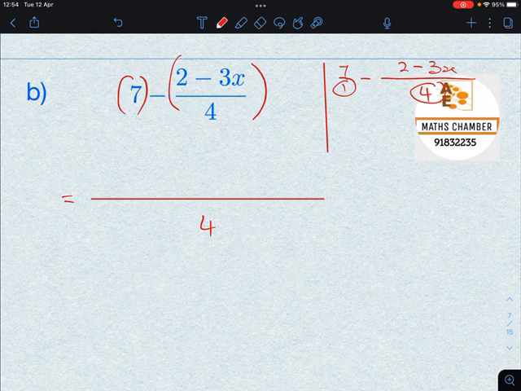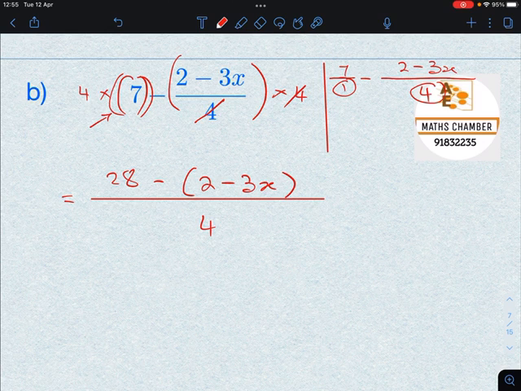Fair enough. The LCM is 4, and therefore put a bracket. Don't forget, very important. 7 multiplied by 4, multiplied by the LCM, both fractions multiplied by 4. Do remember, I prefer to write 7 as a fraction, so that I won't forget to multiply by the LCM even for the whole number. So 7 times 4 is 28. And 4 and 4 cancel off the second fraction, and therefore there's a negative 1 right in front, but you don't have to write it. Bracket 2 minus 3x.